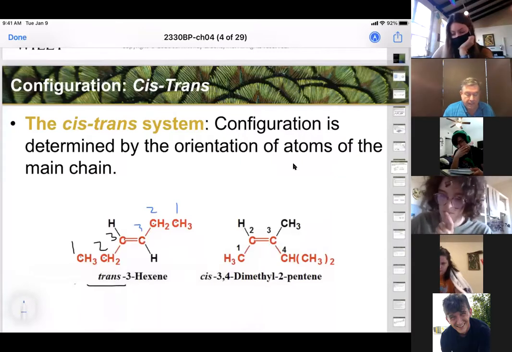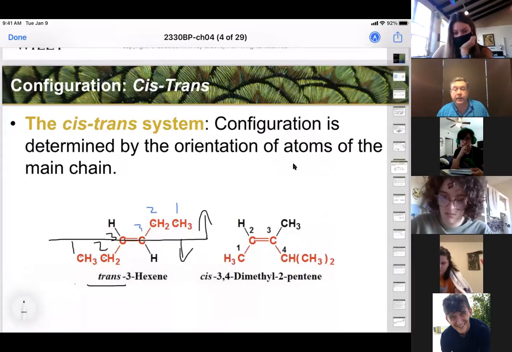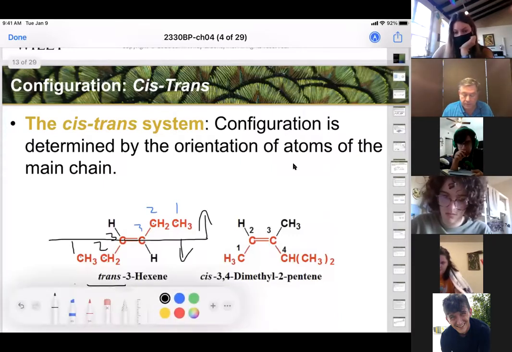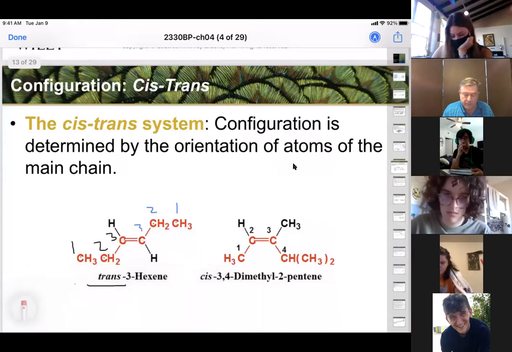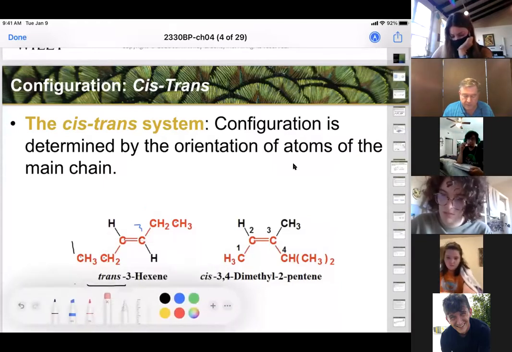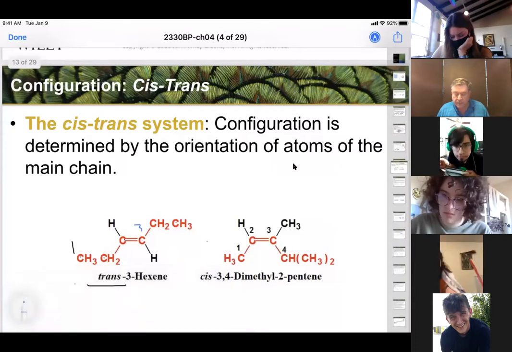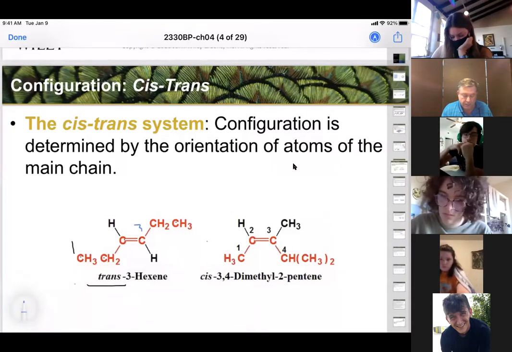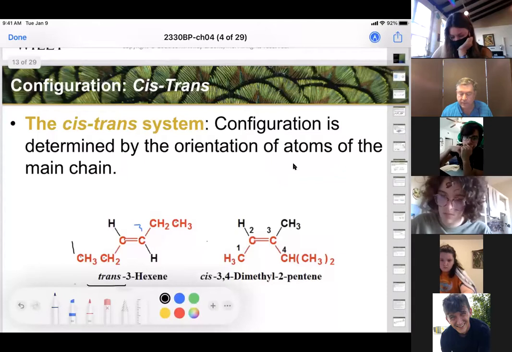Okay. And look, again, drawing a line through our double bond, we have one on one side and one on the other. That gives us our trans. So let's look at a different molecule. This one right here. This one gets a little more complicated. I'm going to redraw it as a stick figure so you can see it.